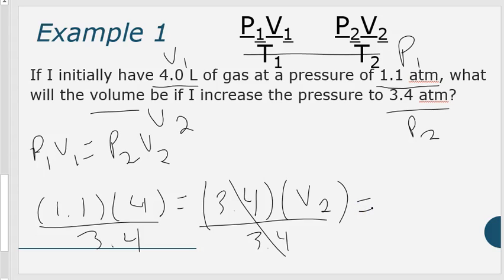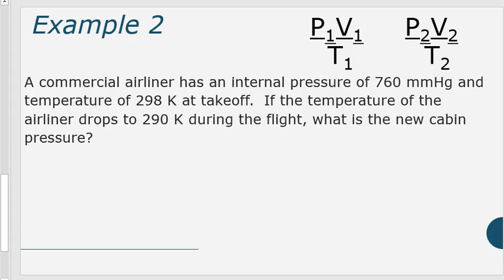When you calculate that out, you should get 1.29 liters. Okay. Let's go ahead and move on to number 2, example 2. A commercial airliner has an internal pressure of 760 millimeters of mercury and a temperature of 298 Kelvin at takeoff. If the temperature of the airliner drops to 290 Kelvin during the flight, what is the new cabin pressure?